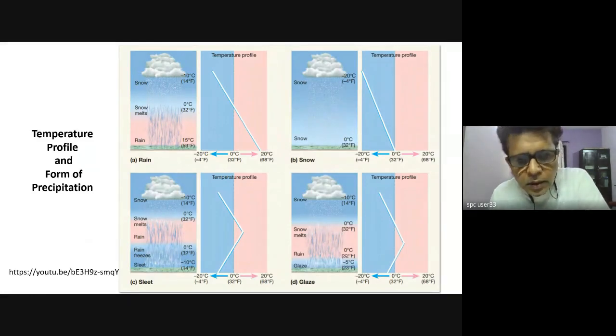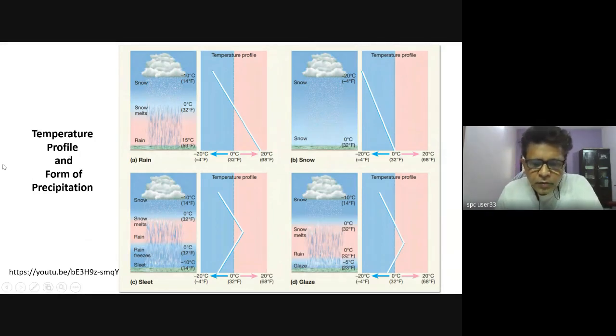You'll see that in this case, we can see the various types of precipitation in the form of rain, snow, sleet, and glaze as such, and how the conditions at the base or through the section of the atmosphere, how the temperatures at different levels tend to change these weather conditions and process conditions as such.